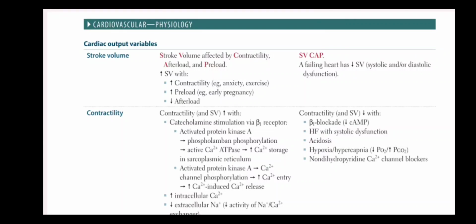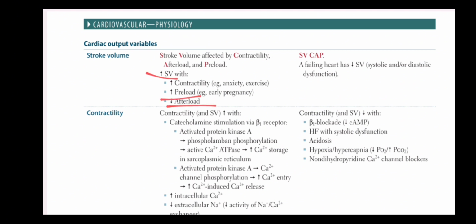So today we are going to study physiology of the cardiovascular system. In order to understand physiology of the cardiovascular system, we need to be aware of some of the cardiac output variables. The first of them is the stroke volume. The stroke volume is the amount of blood that is pumped by a heart in one beat. The stroke volume depends upon the factors that are contractility, preload, and afterload.